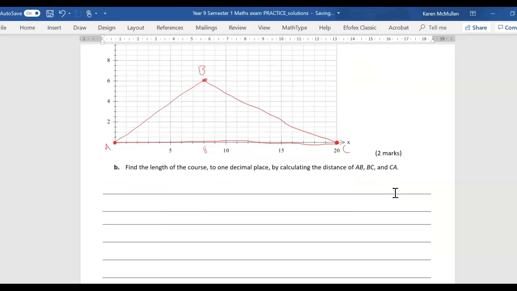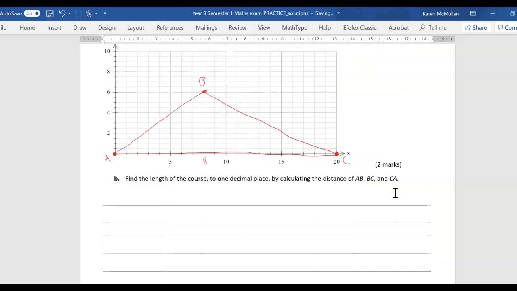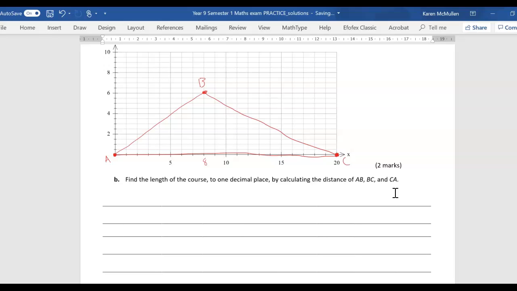Find the length of the course to one decimal place by calculating the distance AB, BC, and CA. So AB, all right, so when you think about it, there's a triangle here, and this is where Pythagoras comes in. So if you want to draw just that triangle, it's a right angle triangle, the base is 8, the height is 6, and we're going to work out C. So C squared equals 8 squared plus 6 squared.